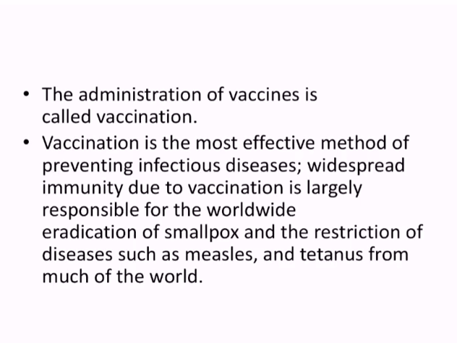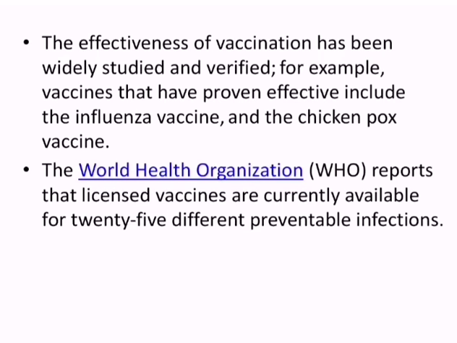Widespread immunity due to vaccination is largely responsible for the worldwide eradication of smallpox and the restriction of diseases such as measles and tetanus from much of the world. Vaccination is the most effective method to prevent infectious diseases. The effectiveness of vaccination has been widely studied and verified. For example, vaccines that have proven effective include the influenza vaccine and chickenpox vaccine.